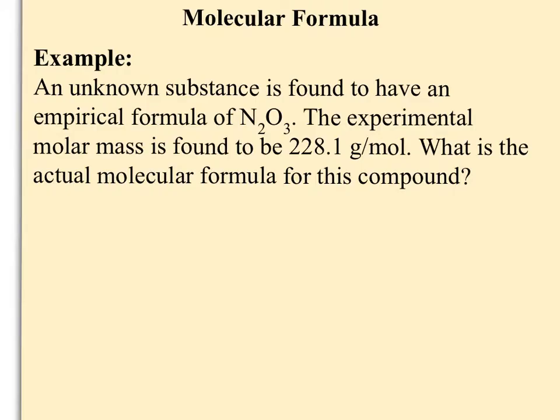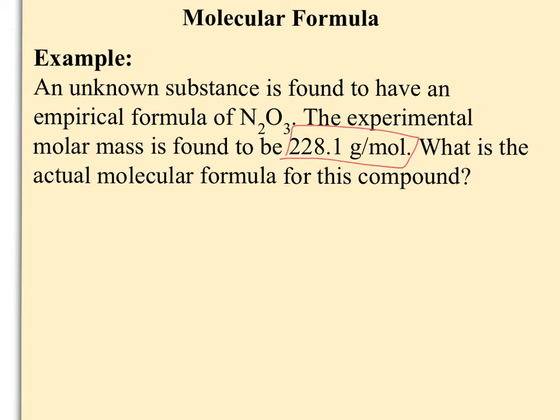So take a look at an example. An unknown substance is found to have an empirical formula of N2O3. So that means the molecular formula could also be N2O3, or it could be some multiple of this, such as N4O6 or N6O9, etc. The experimental molar mass has been found to be 228.1 grams per mole, and they're asking what is the actual molecular formula for this compound.